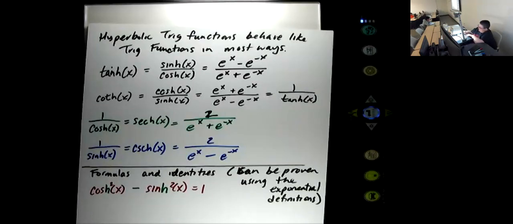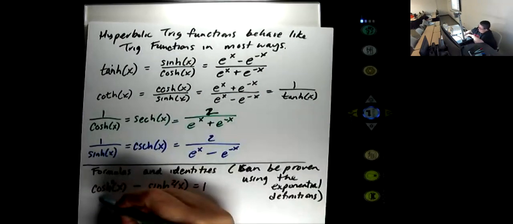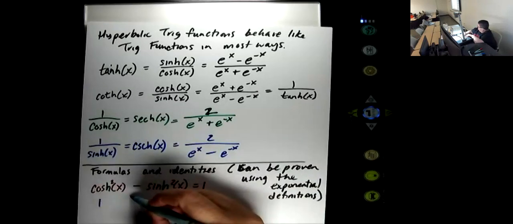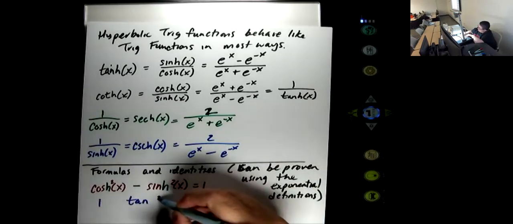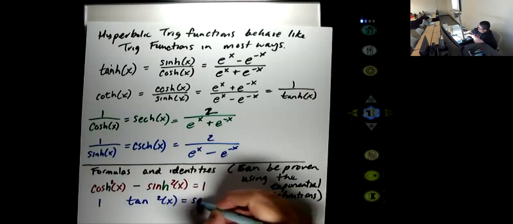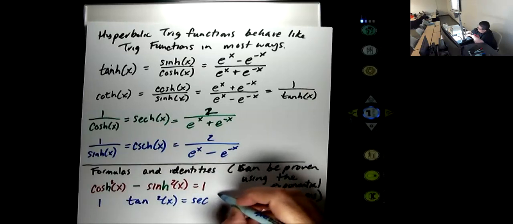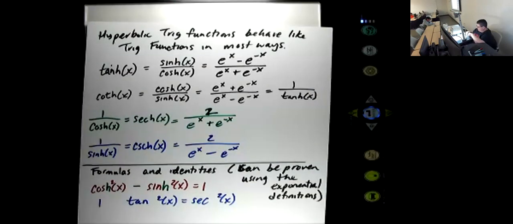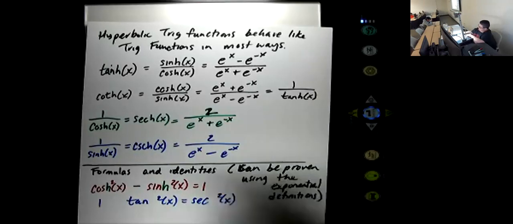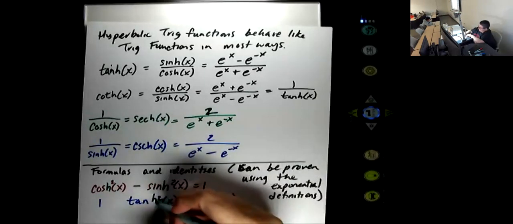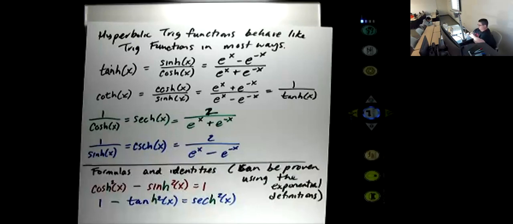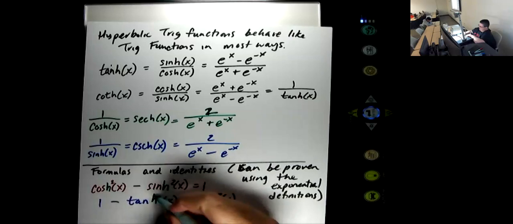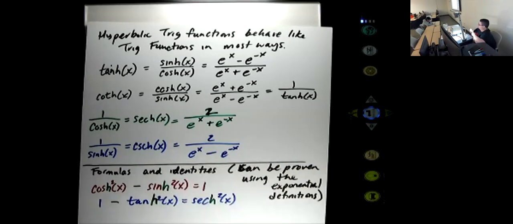We used to have 1 and then tangent squared x related to secant squared x. We make it hyperbolic. It used to be addition. Now it's subtraction. You get this one by dividing the top one by hyperbolic cosine squared.